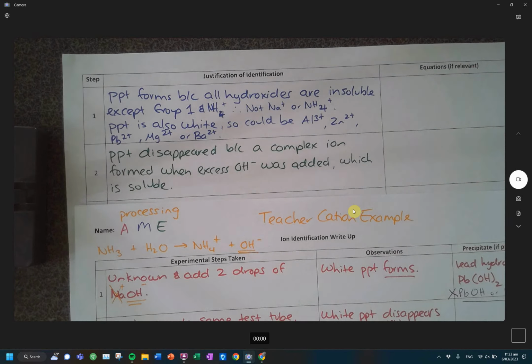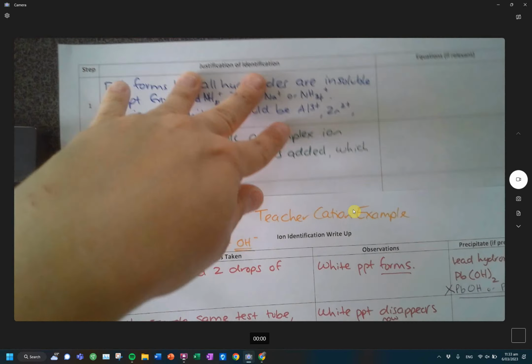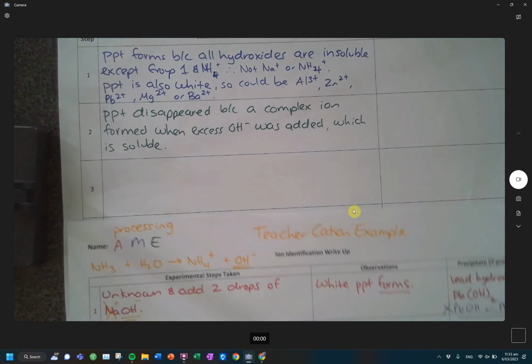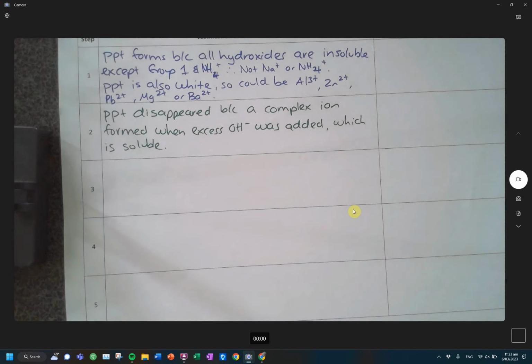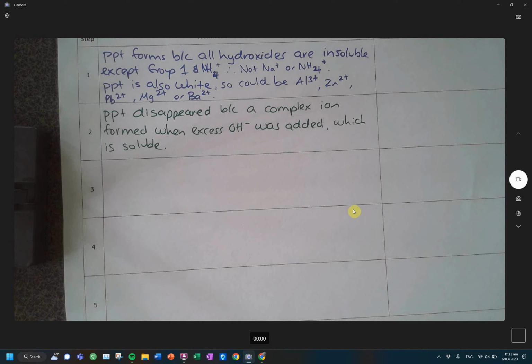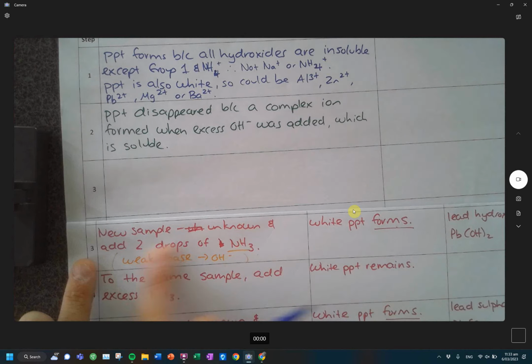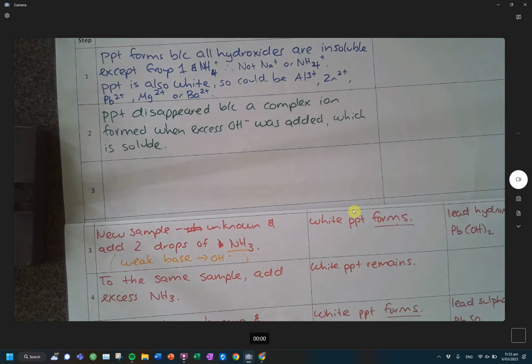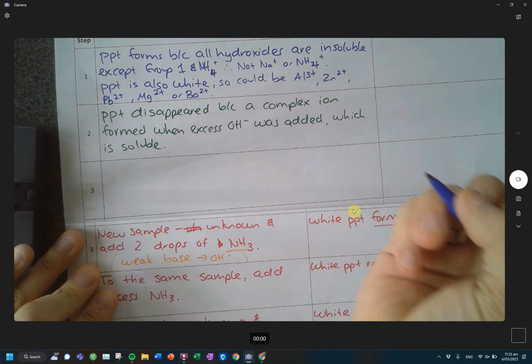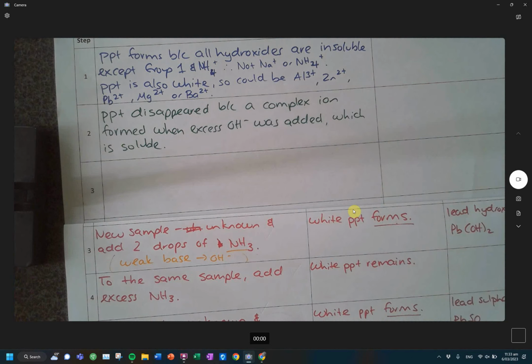Right, we good so far? Right, next one here is number 3. Number 3 says a new sample. I'm just going to actually fold this so you guys can see it as we're going. A new sample with my unknown is added. I add 2 drops and a white precipitate forms. So in this case, I need to be mindful that I am justifying why there's a precipitate forming.